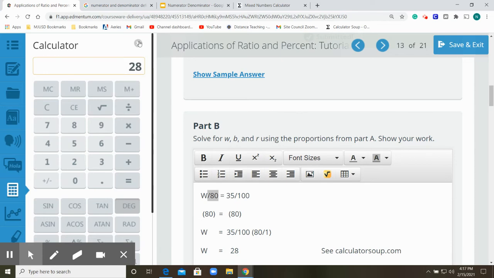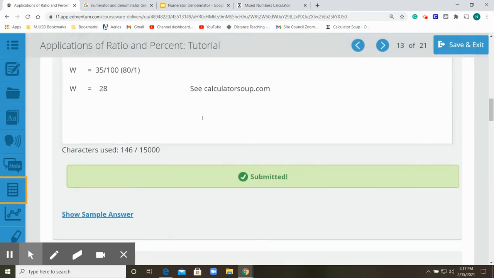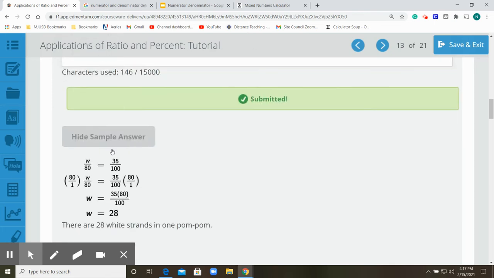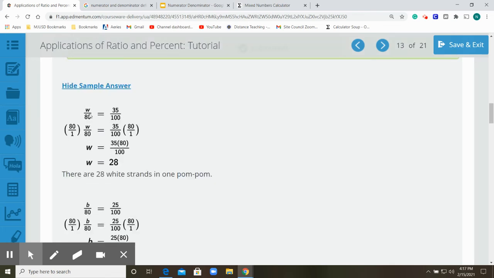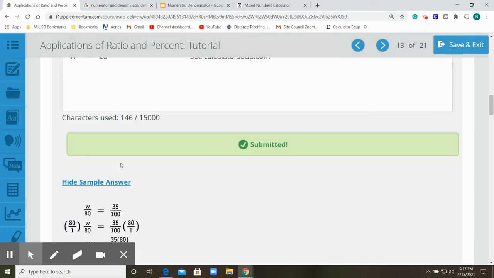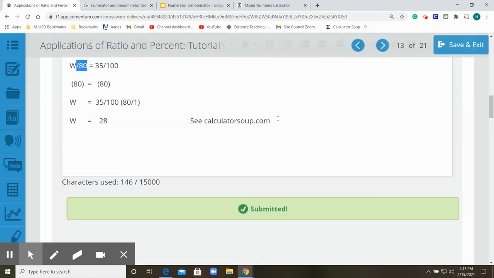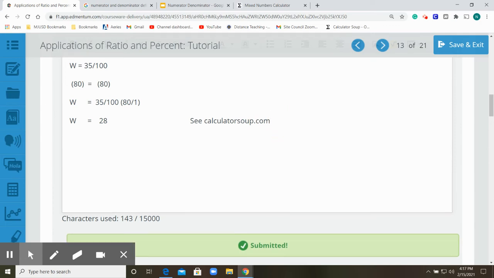Equals 28. Again, use calculator soup if you need help with that. You can multiply that whole fraction out using calculatorsoup.com. Now, my form looks a little bit different, but here is how it looks played out on the sample answer.